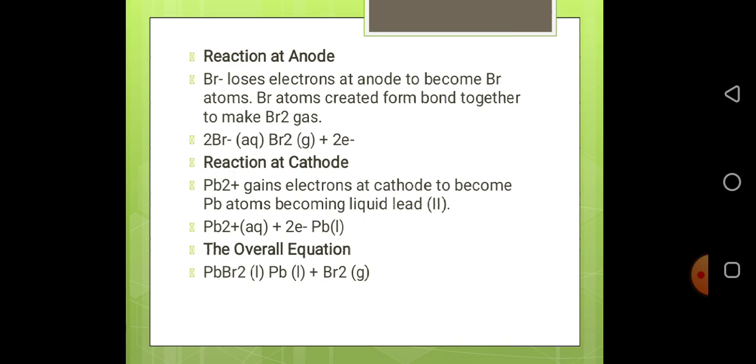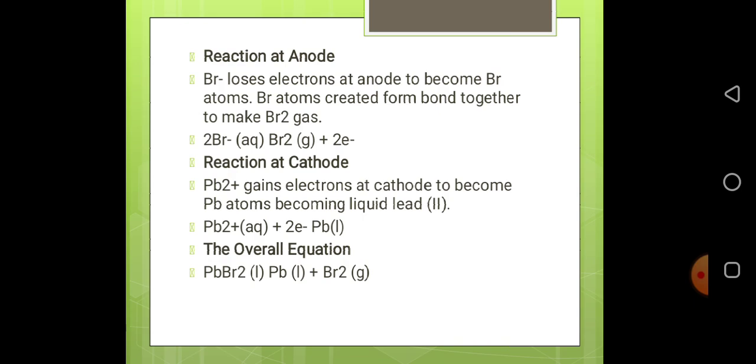Let's see what reaction takes place at the cathode. At the cathode, lead ions are positively charged. They gain electrons at the cathode to become lead atoms, forming liquid lead. So this is Pb2+ plus 2 electrons forming a lead atom.